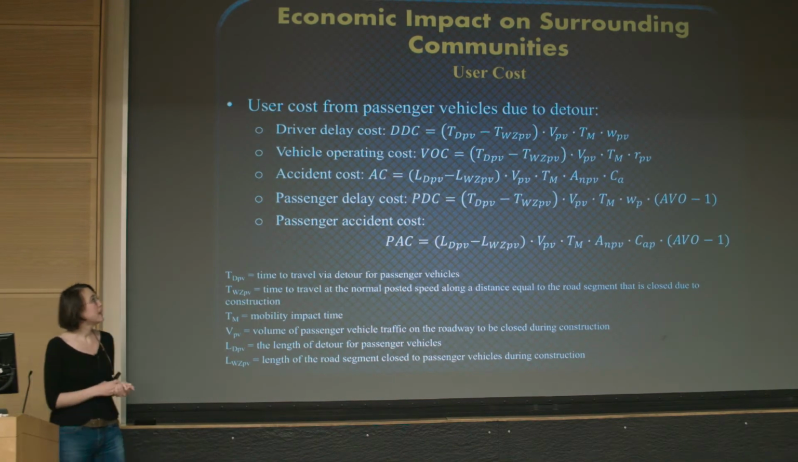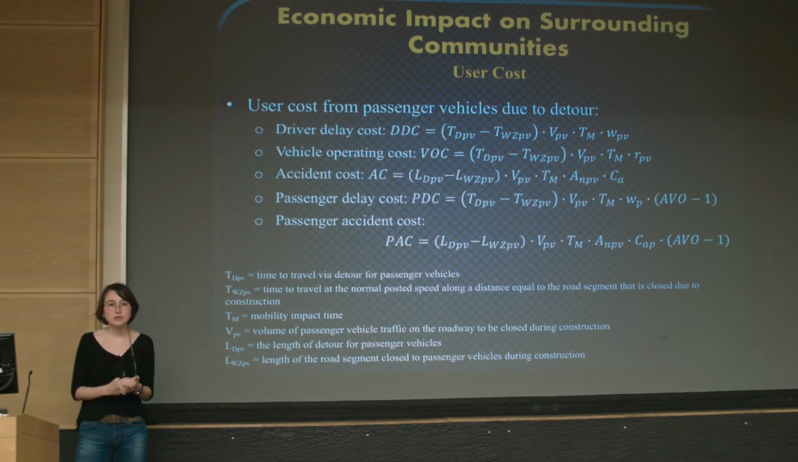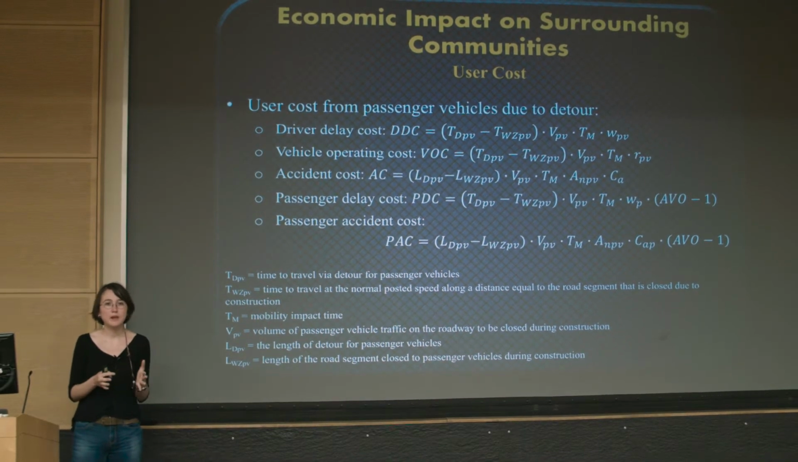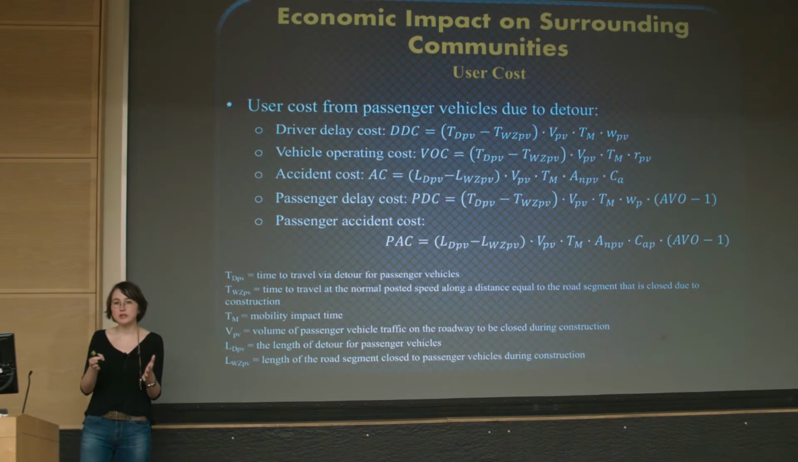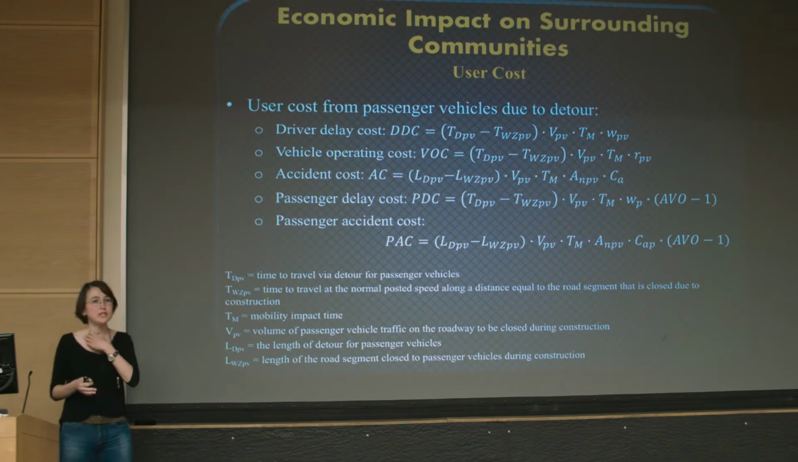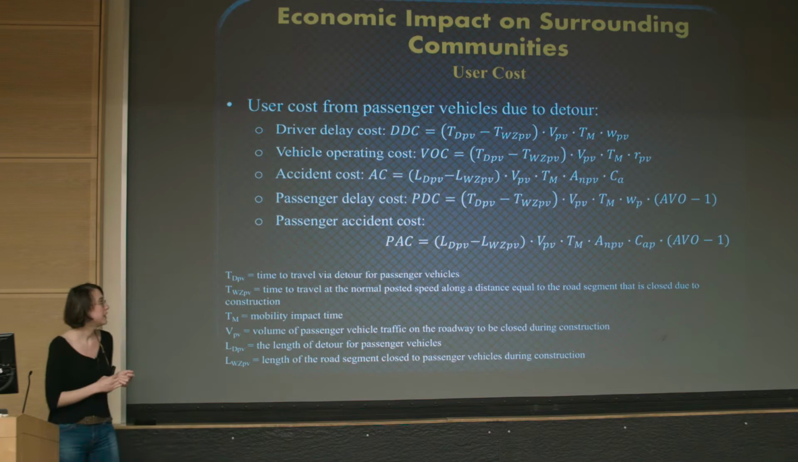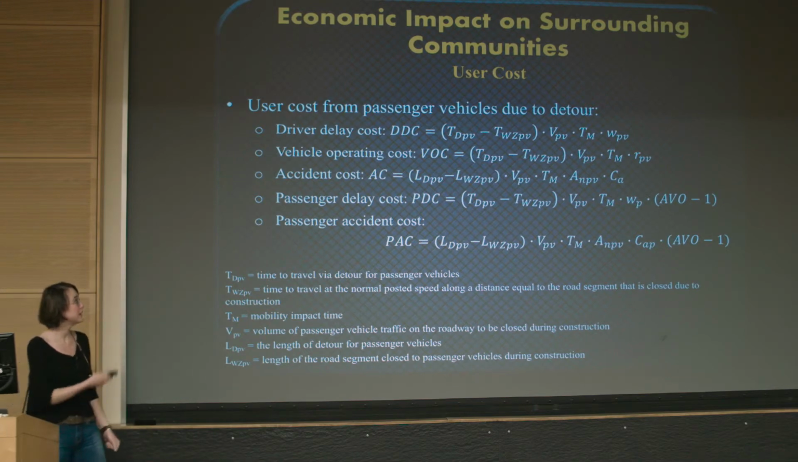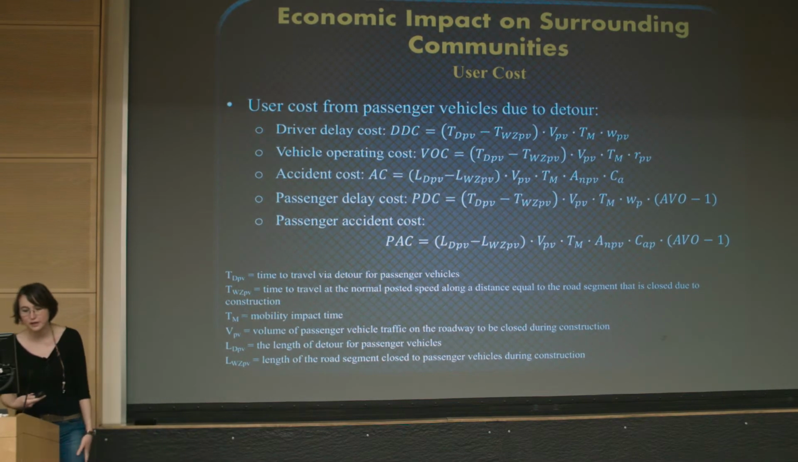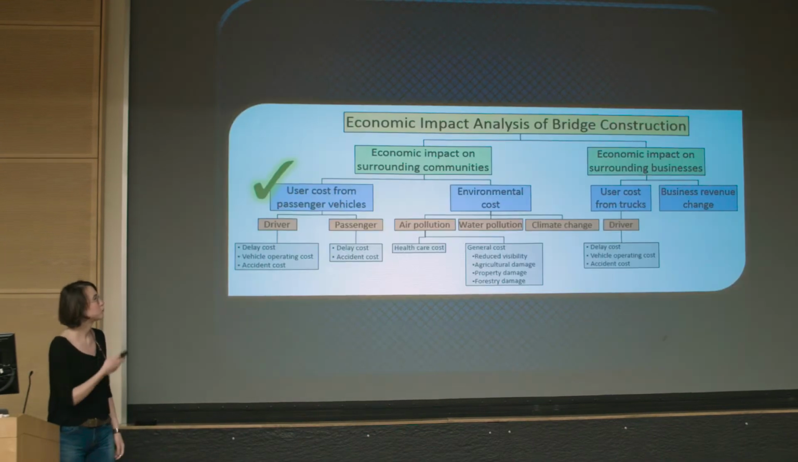And then we have the detour time, which is shortened with the accelerated bridge construction, but we need to quantify the work zone time and the detour time at the same time. We're adding the passenger delay cost and passenger accident cost here as well.